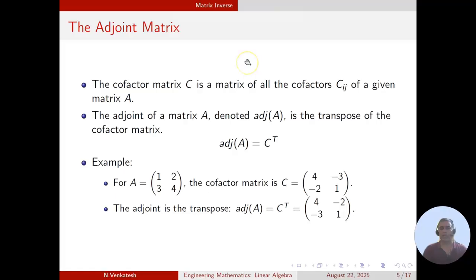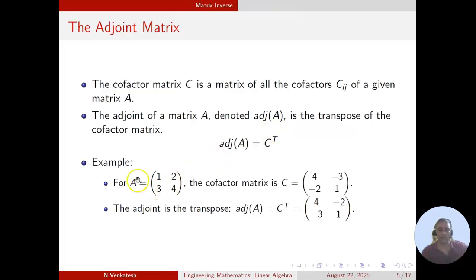To calculate the inverse of a matrix, we are going to use a matrix called the adjoint matrix. Now the adjoint matrix is calculated by using a cofactor matrix. We saw in the last lecture how to calculate cofactors of individual elements. If you write the cofactors of all the elements in a matrix form, it gives a cofactor matrix. And the adjoint of a matrix is the transpose of the cofactor matrix.